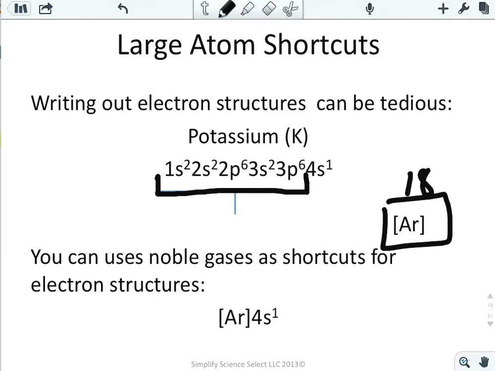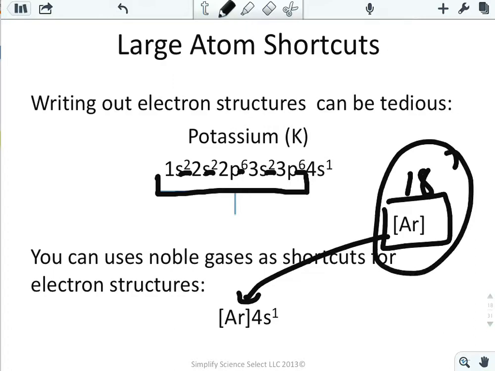So by writing argon like this, we can take out all this first part. See how we have 2 here, 6 there. So 2 plus 2 is 4, 4 plus 6 is 10, plus 2 is 12, plus 6 is 18. Well, we don't have to write all of this first part, all those first 18 electrons, and we just write argon. And then we just write what comes after argon, which would be 4s1.